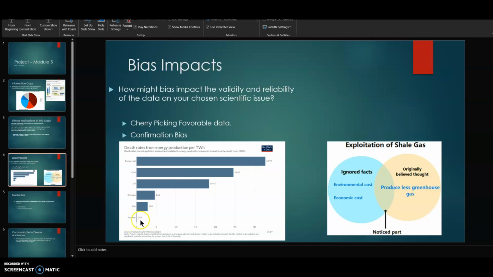But the data suggests that that's not something they should be concerned about as much. Really, they ought to be concerned about more of the oil and gas industry stuff. That looks at this part right here, the fracking. It was originally believed that it produces less greenhouse gas, and they ignore the fact that it actually uses a lot of water. It can pollute the water, it can pollute the air, and there's the economic cost of it. So there is bias in here.